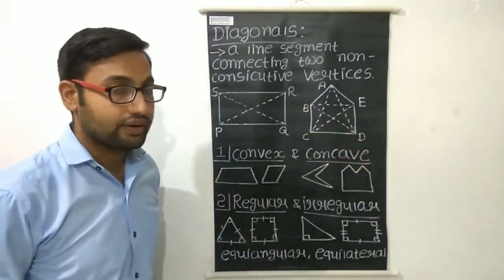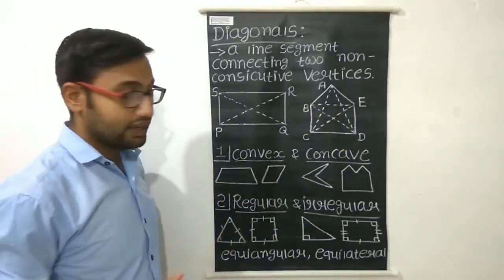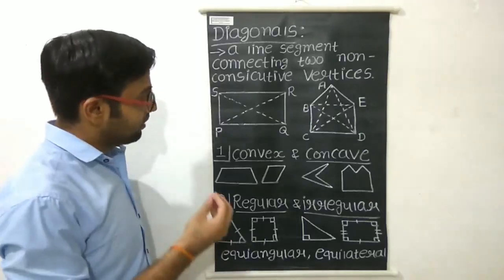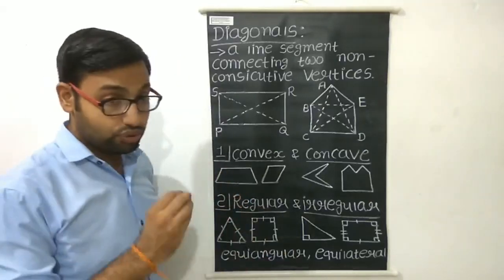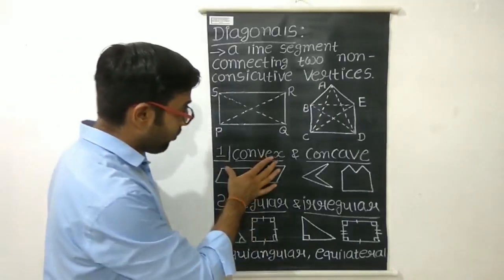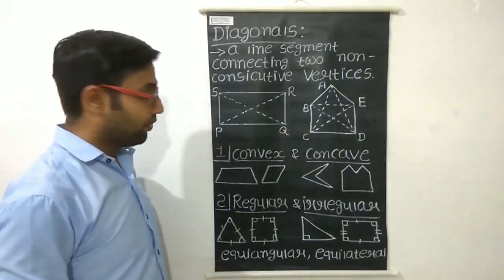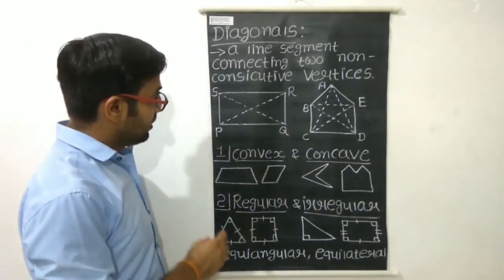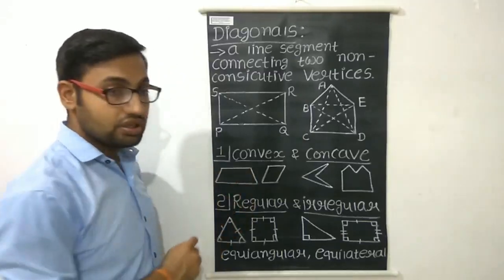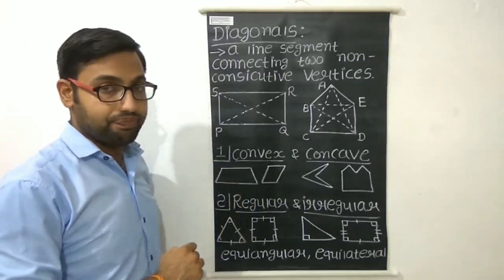5 diagonals we get. Okay. So now the next topic is how to classify the polygons into convex and concave. Convex types of polygons are such polygons in which if we draw the diagonals, then the diagonals remain inside the shape.